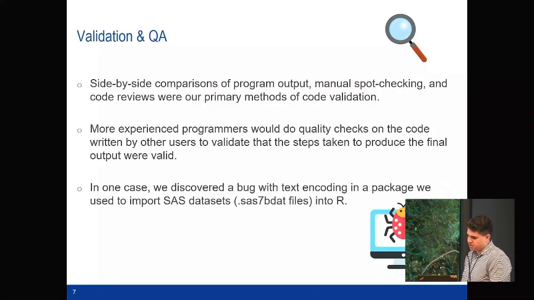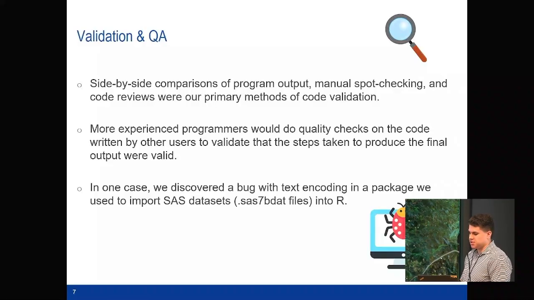Our more experienced programmers would then do code reviews with the beginner users as part of the assurance process. So our more experienced programmers were reviewing the work of the newer users to ensure accuracy, not only of the end results, but that the logic and the flow of the code that they were writing kind of match what we had been doing before.